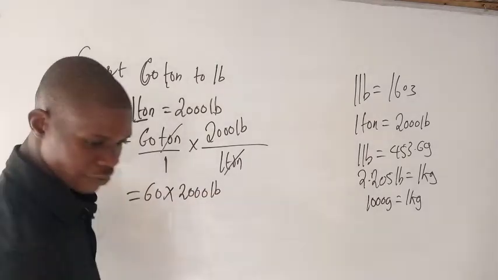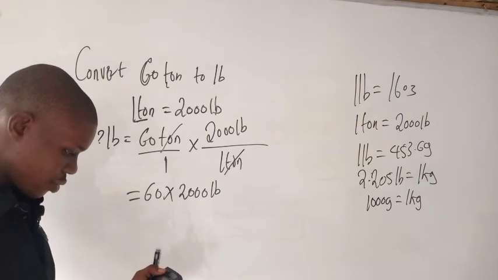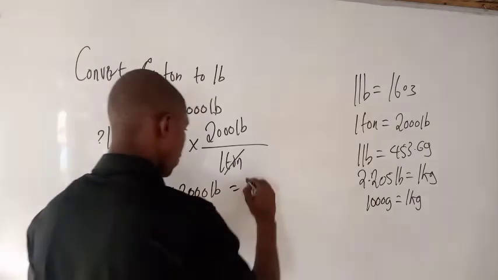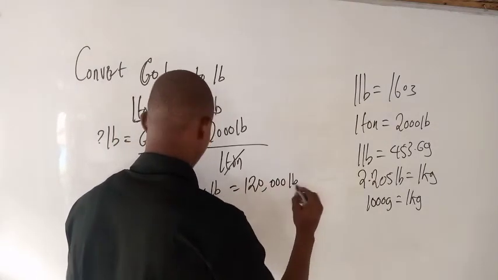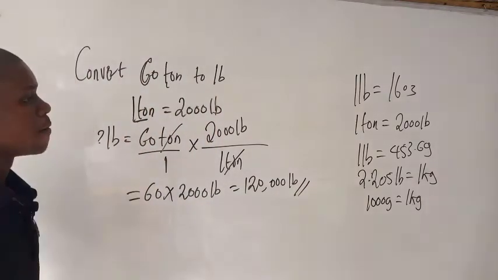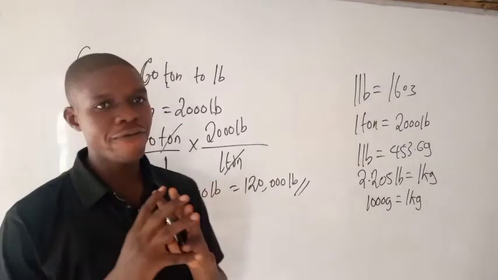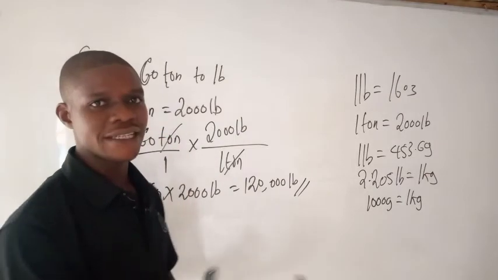Punch your calculator. 60 times 2,000. Here we have 120,000. So that is the answer here. You get? So now if you check it very well, the units are actually connected together. They have a direct relationship.